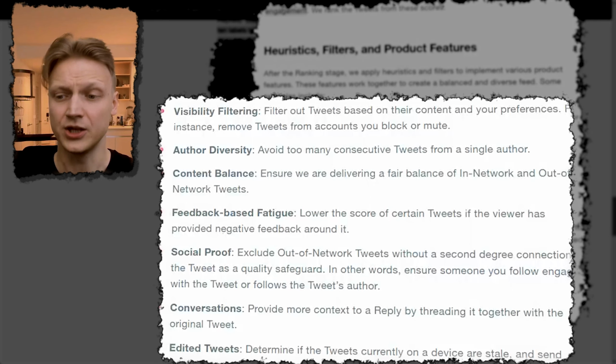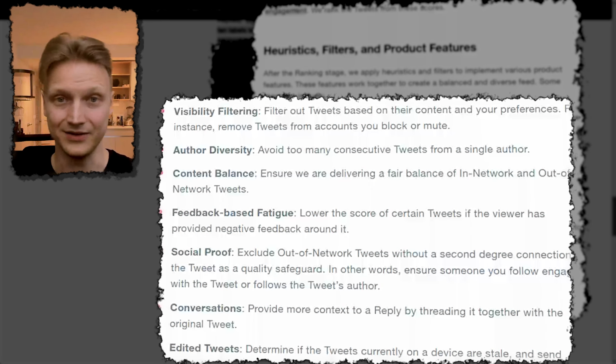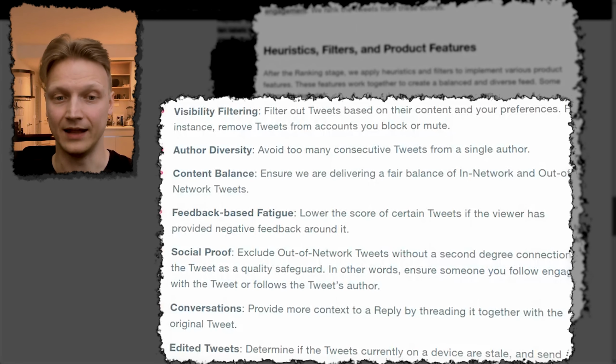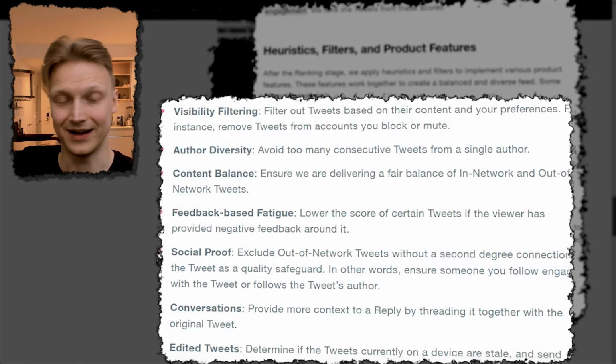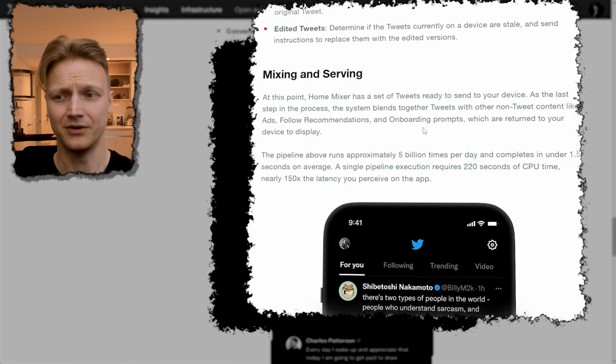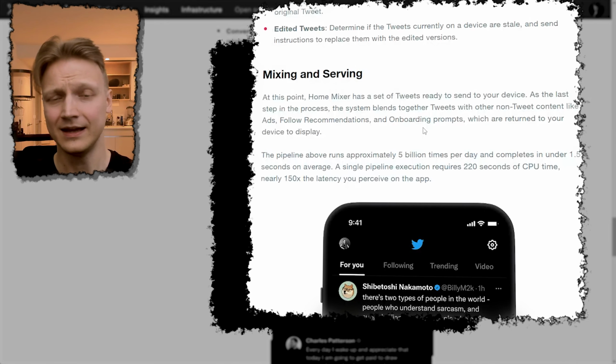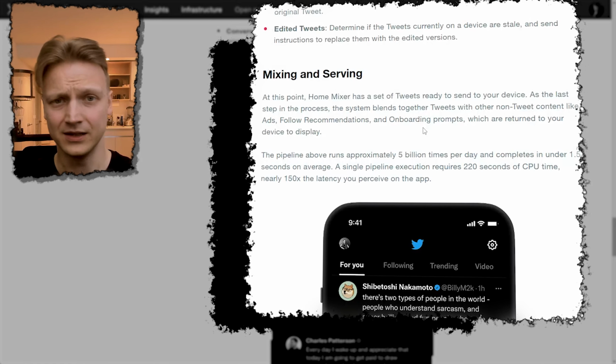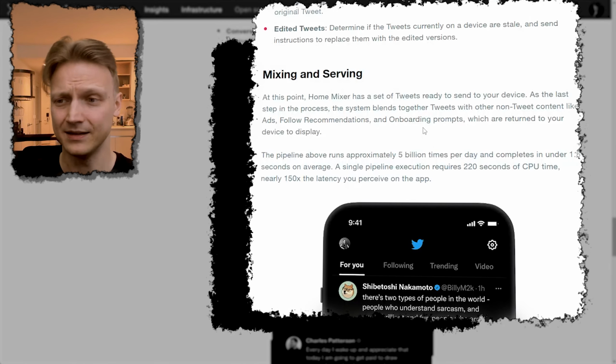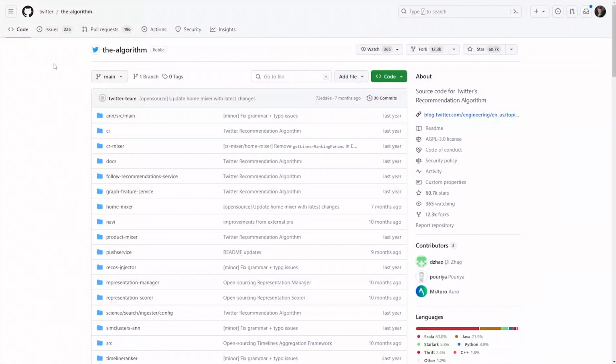There's such a thing as social proof that puts up some safeguards and protects you from low quality second degree connections by making sure that the first degree connection has engaged with them, and a couple of more things for a greater good. Once they filter out unnecessary stuff and put the rest of it in a proper order, they mix it up with some ads, some follow recommendations and onboarding prompts, and finally serve it to you. And they also do a great job at reprocessing it very many times during the day.